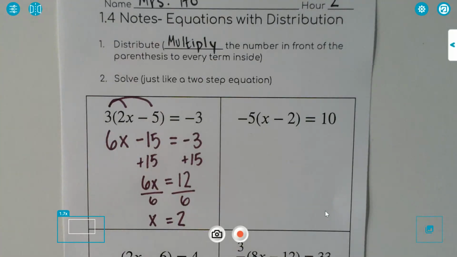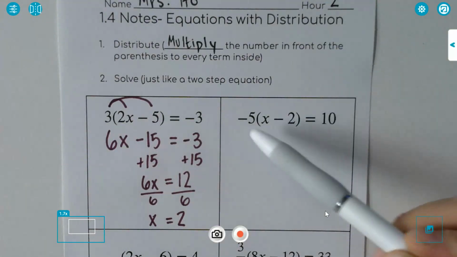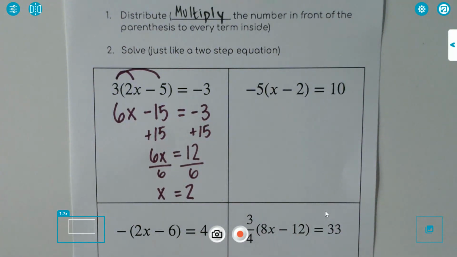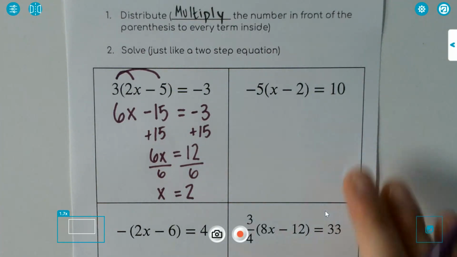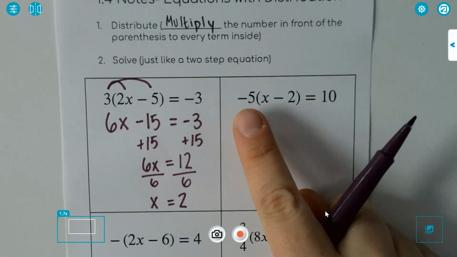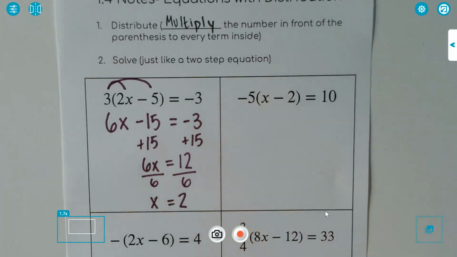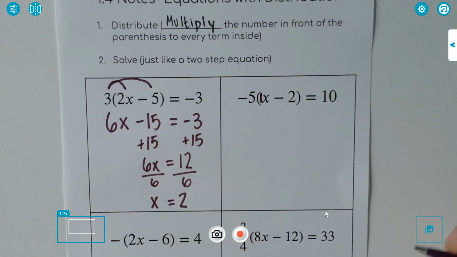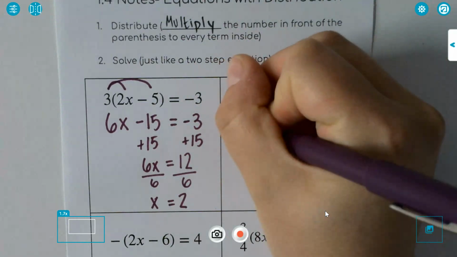Everything else is the same. There's just some weird stuff that happens. Oh, I have a negative. Oh, I'm missing a number. It's invisible. Oh, I have a fraction. So it's all those little special cases that are the other things that we have on here. So with this negative, I've got negative 5 times x. If you want to put an imaginary 1 here, you can. Negative 5 times 1x is negative 5x.